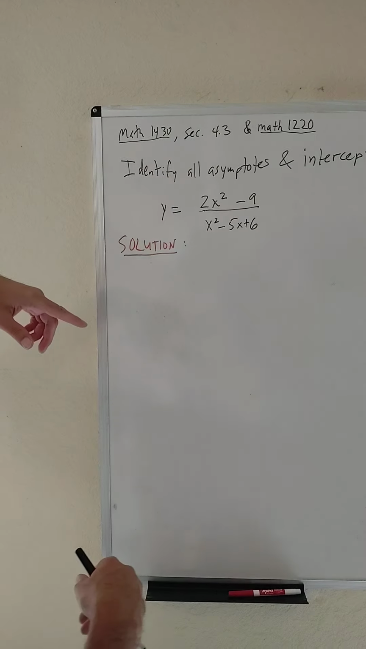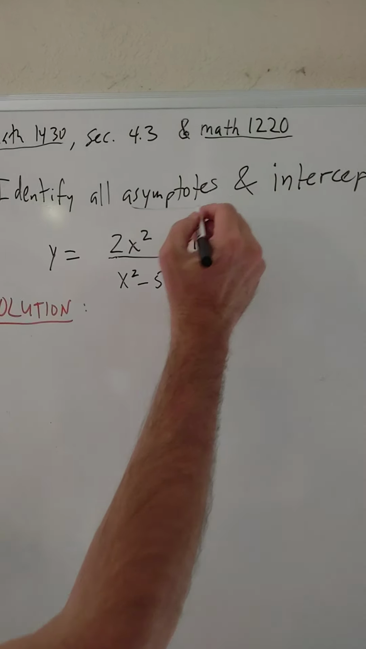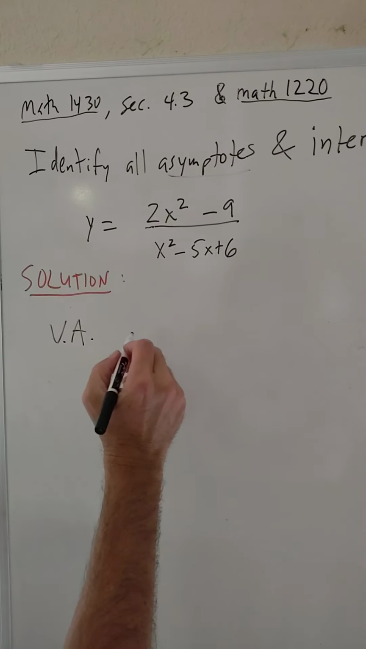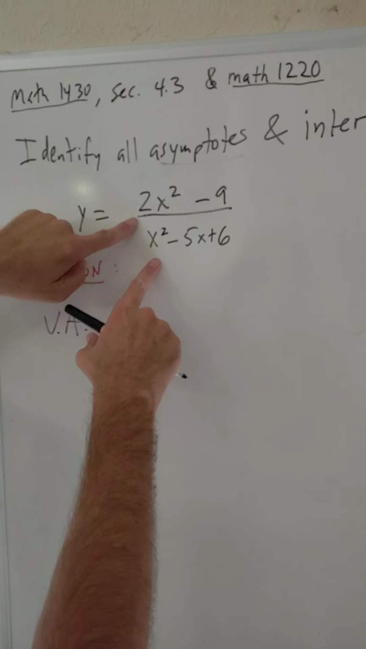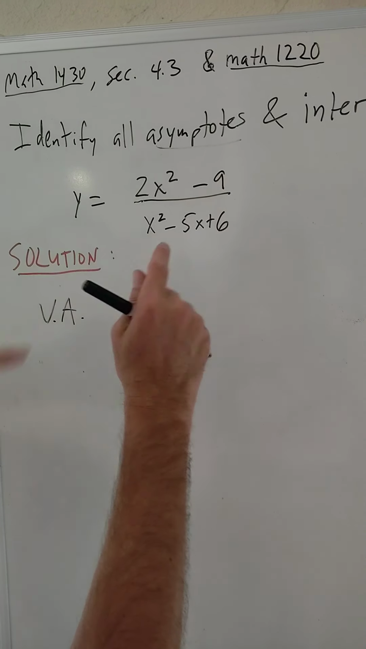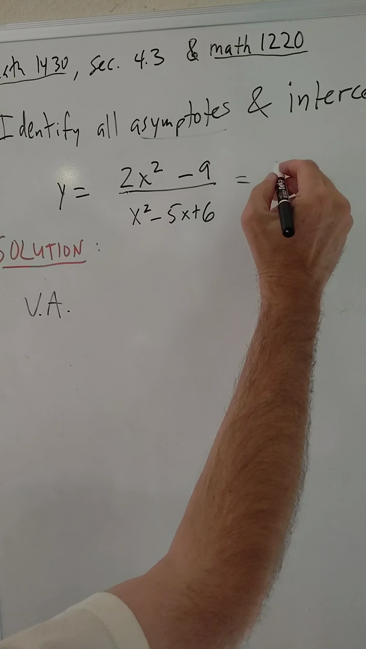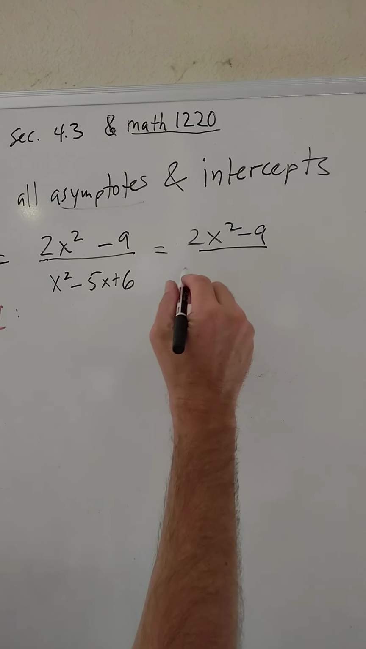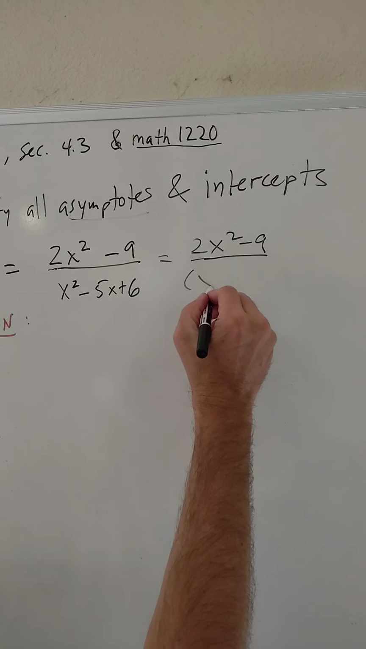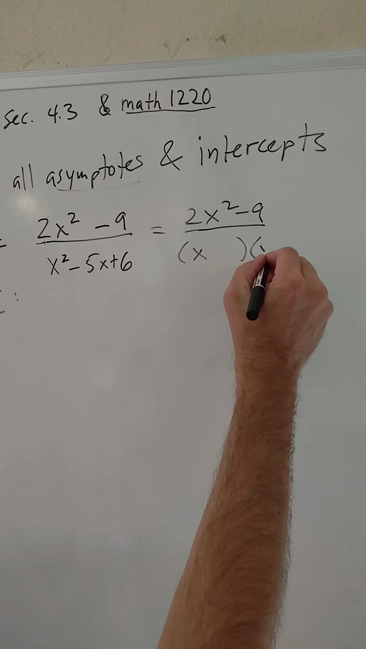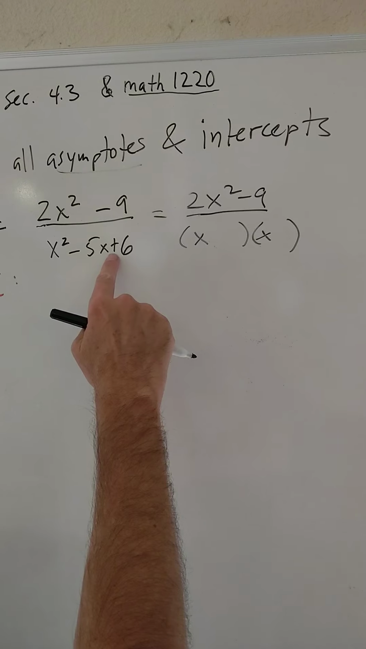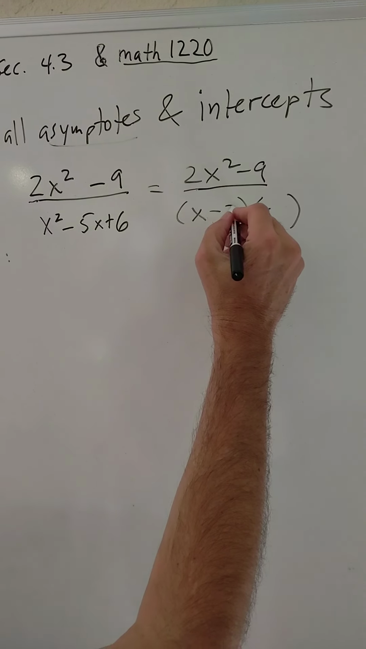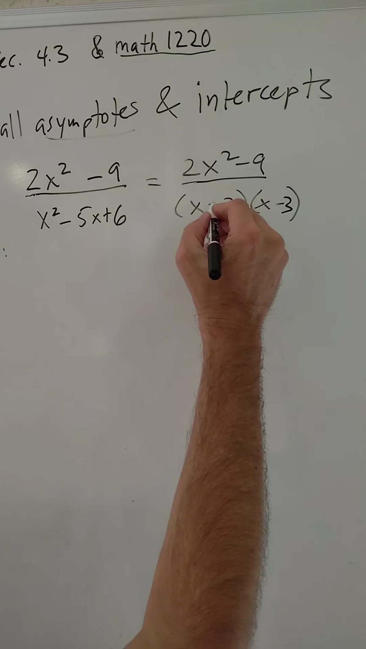So I'm going to do the asymptotes first. Let's do the vertical asymptote. To find the vertical asymptote, this fraction is simplified. I can't factor the numerator, so I'm just going to write 2x squared minus 9. The denominator I can factor as, let's see, since it multiplies to a positive, the signs are the same. We're going to make them both minus. So I'm going to write (x minus 2)(x minus 3).